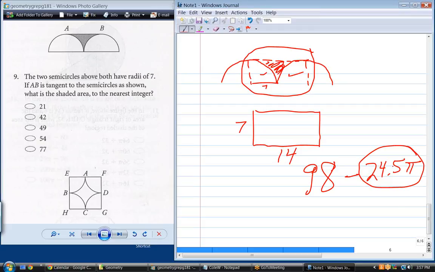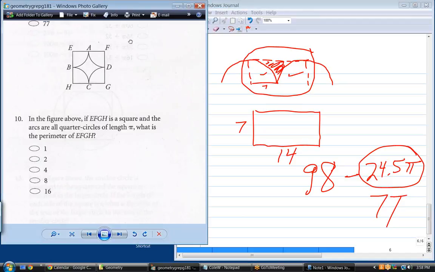What's 24.5 times pi? Got to be 71. Subtract, or not 71, 77. And then your answer is 21. All right. Okay. Let's at least look at the next one.